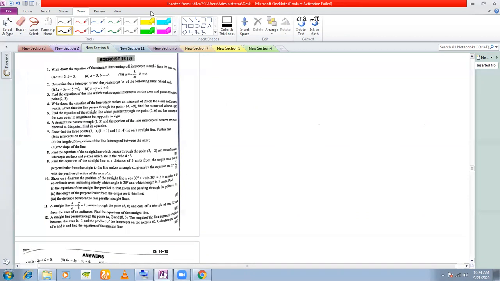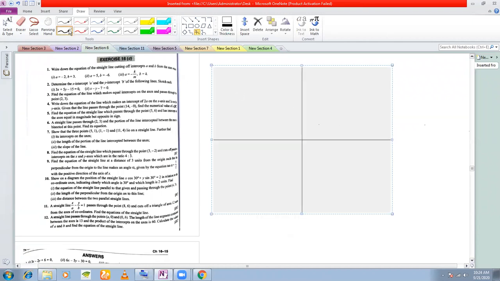you take this as your point A, 0, say, and this is your point 0, B. The straight line passes through the points A, 0 and 0, B. The length of the segment between the axes is 13 units. Now, what do you mean by the length of the segment between the axes? Suppose these 2 points I call A and B.